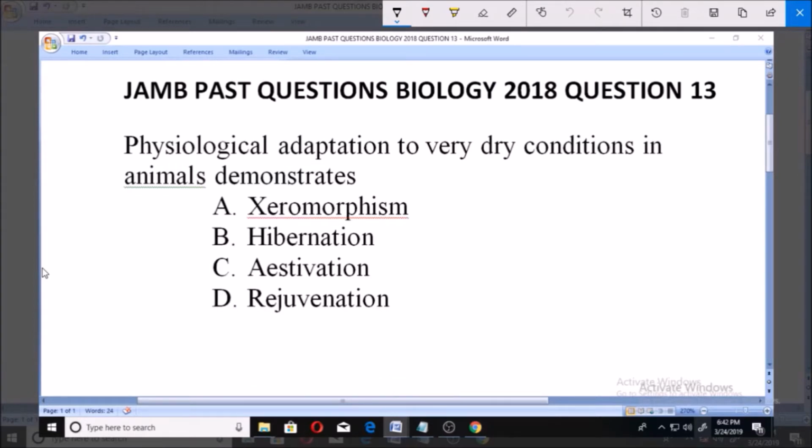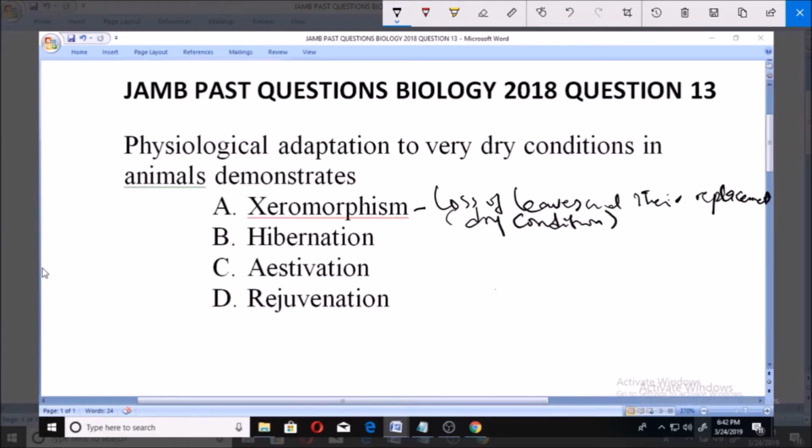various terms used here. So from what we have here, the first term is xeromorphism. This xeromorphism is frequently associated with the loss of leaves and their replacement with photosynthetic branches, such as cladophylls or thorns. So this has to do with loss of leaves. It is actually associated mostly with plants, though it is also done during dry conditions.